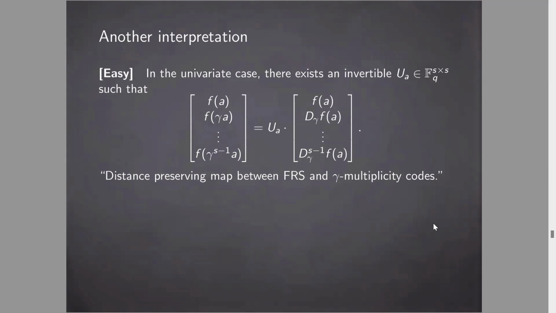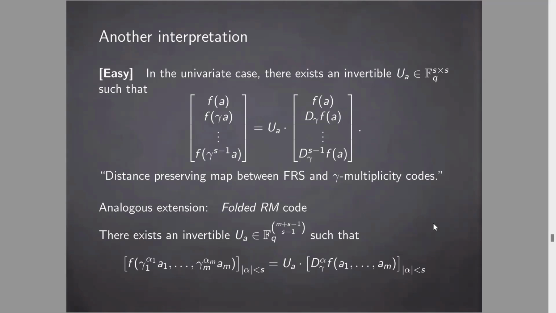The same can be extended to the multivariate setting, and this analogous extension can be thought of as a folded Reed-Muller code. So there is a basis change that maps the multivariate gamma multiplicity blocks to simple evaluations where the evaluation points are now considered with respect to multiplicative shifts in each coordinate. And this can be thought of as a folded Reed-Muller code.